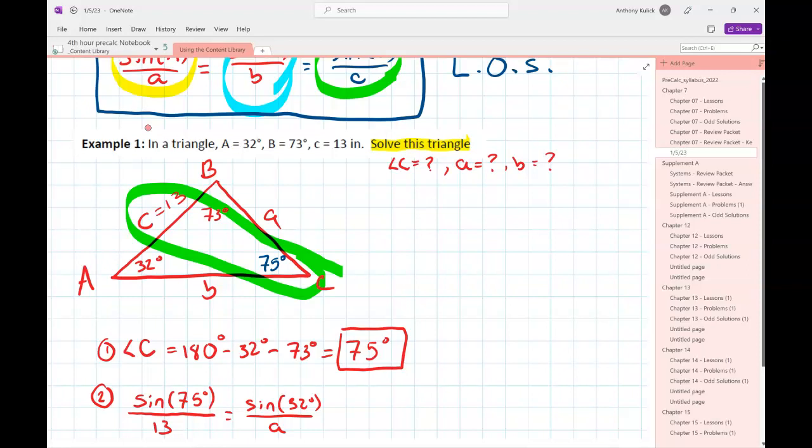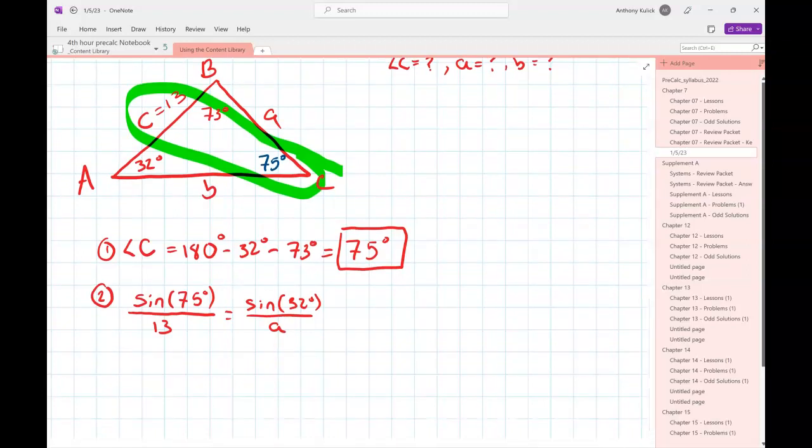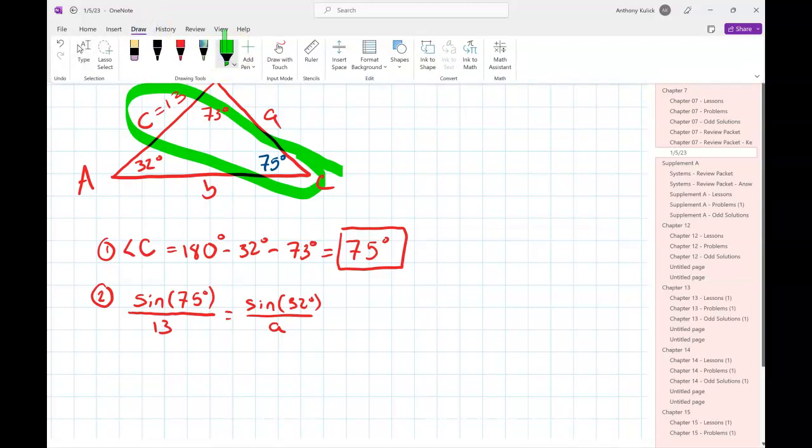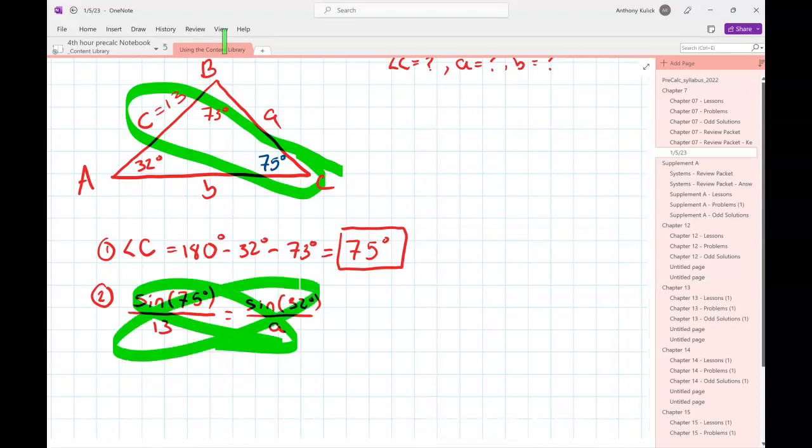Okay. So this type of equation where I have one fraction equal to another fraction is called a proportion. Do you guys remember from geometry how to solve a proportion? So the technique to solve a proportion is cross multiply and divide. Remember, cross multiplying isn't how we multiply fractions, it's how we solve a proportion. So when we cross multiply, we get a times sine 75 equals 13 times sine 32.